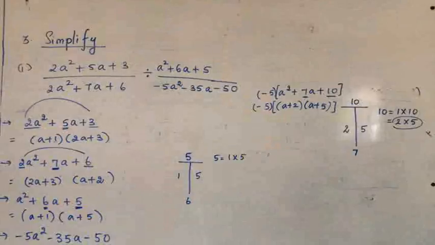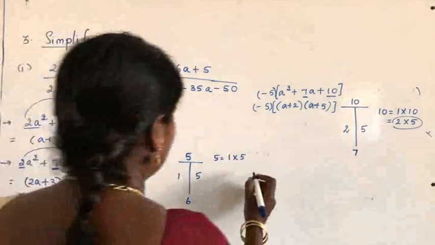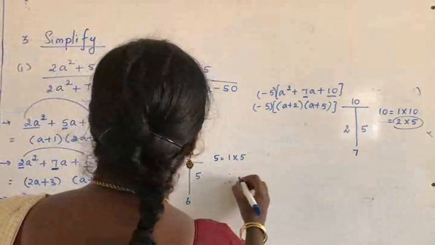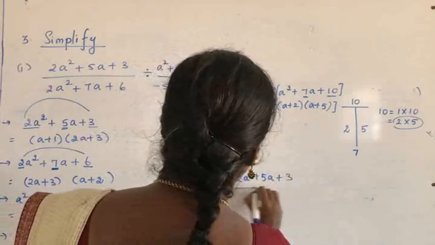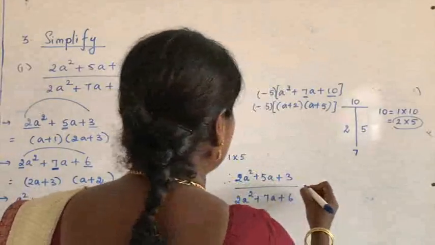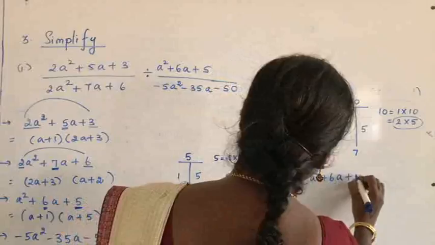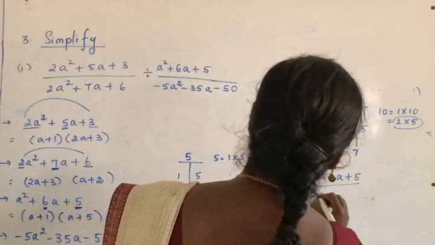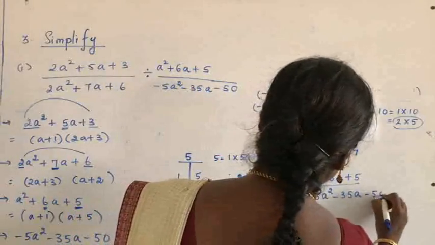So mostly we have factorized all the 4 expressions. Now we are going to assemble them together. Let's see what is the answer we are going to get. So I'll write here, therefore, 2a square plus 5a plus 3 upon 2a square plus 7a plus 6, divided by a square plus 6a plus 5 upon minus 5a square minus 35a minus 50 is equal to.